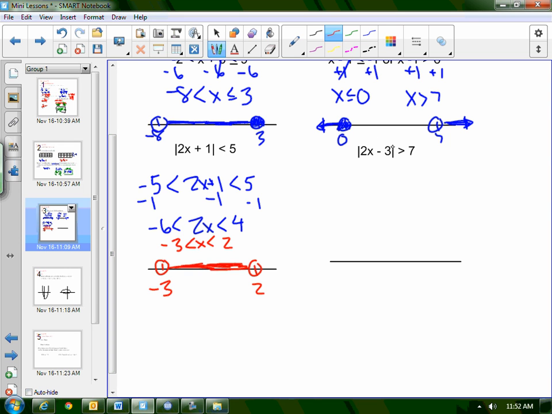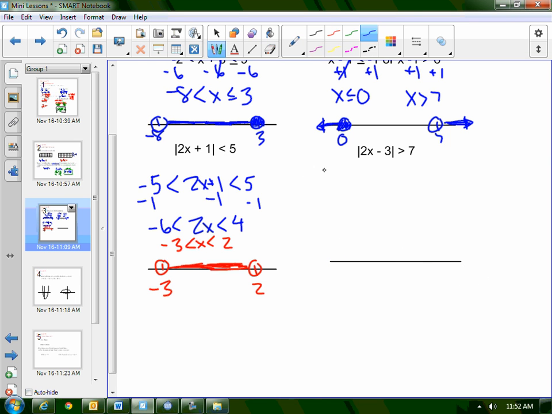When it's a greater than, it's a little bit different. It's going to look like an or problem. Because if you think about this, the numbers that have an absolute value greater than 7, well, these numbers all have an absolute value greater than 7 this way, but if the absolute value is greater than 7, that means negative 7 too. We're going to go off the other way too. So we're not going to shade in between them. We're going to have to split this up into two inequalities.